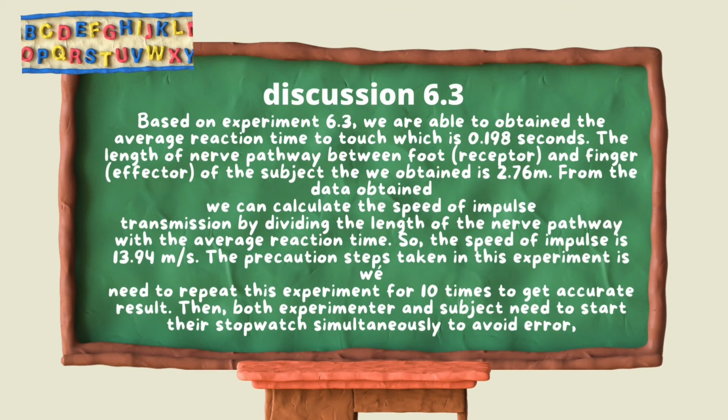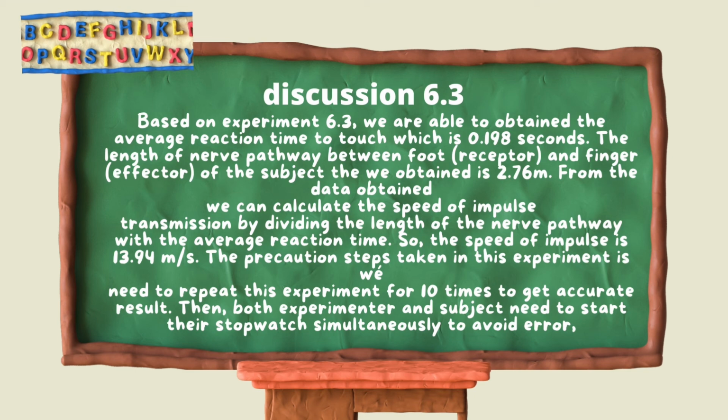Discussion, experiment 6.3, reaction time to touch. Based on experiment 6.3, we are able to obtain the average reaction time to touch, which is 0.198 seconds. The length of the nerve pathway between the foot, the receptor, and the finger, the effector, of the subject that we obtained is 2.76 meters. From the data obtained, we can calculate the speed of impulse transmission by dividing the length of the nerve pathway by the average reaction time. So, the speed of impulse is 13.94 meters per second.